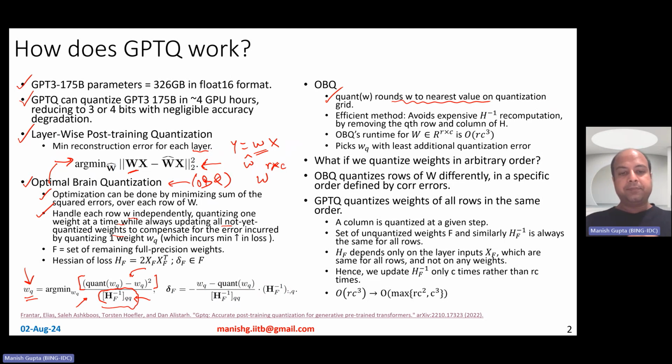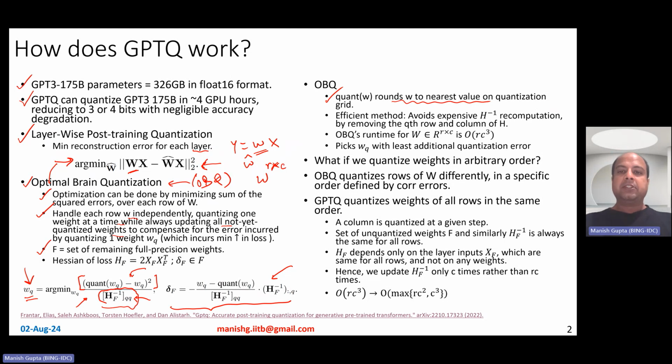After you've quantized this particular weight, you of course need to change the other weights in the same row. Remember, these are row-wise optimization problems. You take the set F of remaining full-precision, non-quantized weights and use this formula to update those weights so that they make up for the loss caused by the quantization of this WQ.